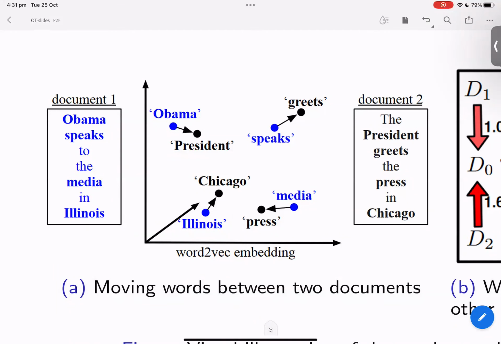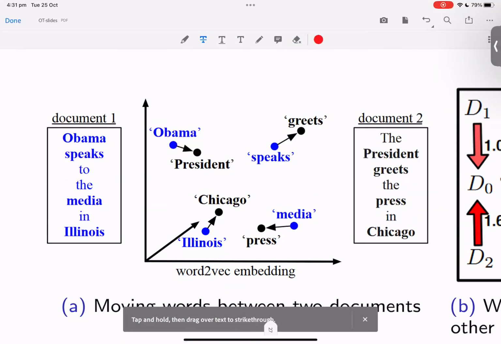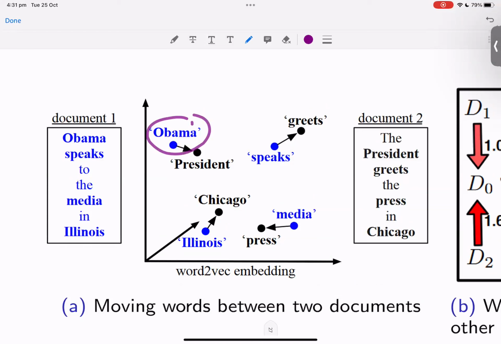This paper was published in 2015 when Obama was still the president. But you could easily replace that with Trump or Biden now. This is an illustration of the word2vec space, where if you want to go from the vector representing Obama, it's much easier to move from Obama to president than it is to go from Obama to, say, Greece or Chicago. That's just how the word2vec space is constructed.